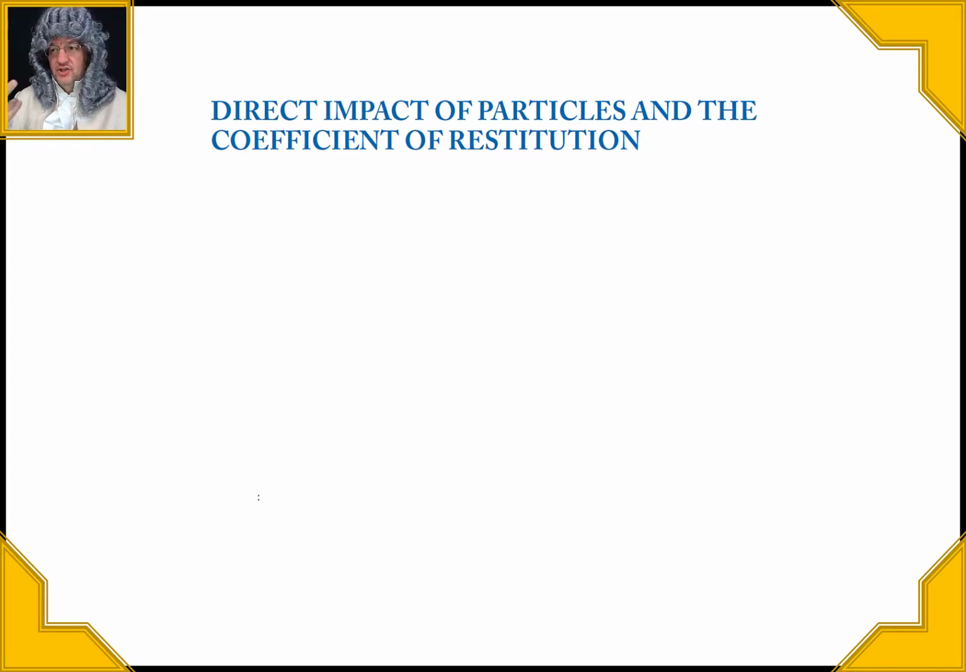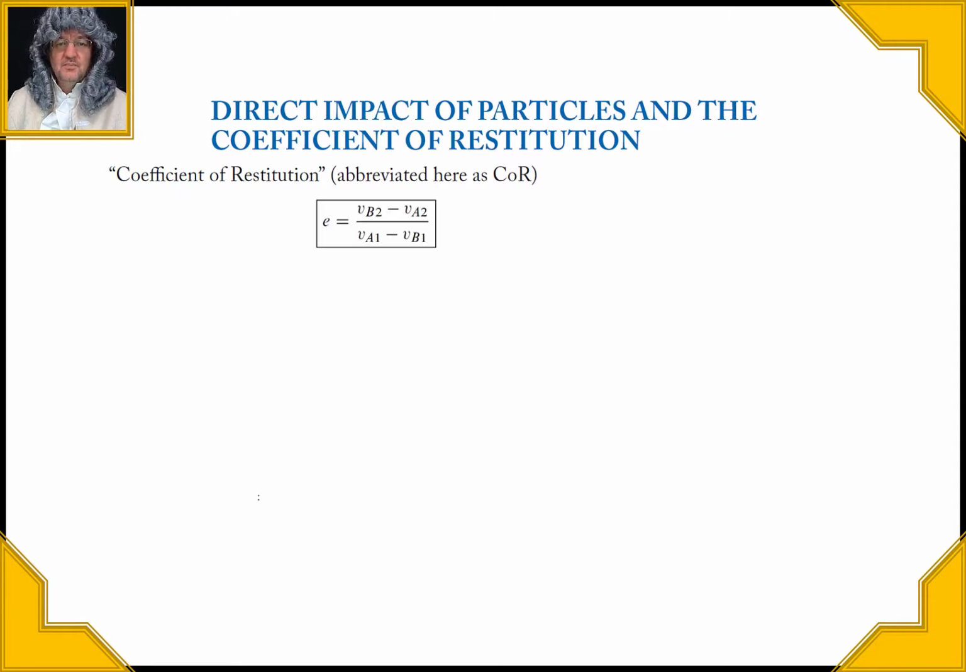There's one equation and two unknowns. So we need a separate equation. And what that is, is the coefficient of restitution. I abbreviate that as COR.